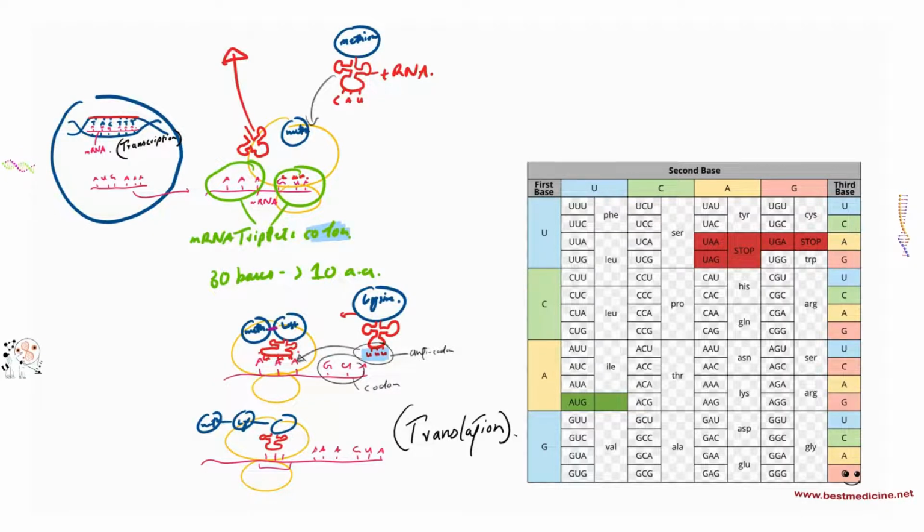Every 3 bases is called a triplet, or a codon, on the mRNA, and it codes for 1 amino acid. So for example, if you have 9 bases, then that's going to code for 3 amino acids.